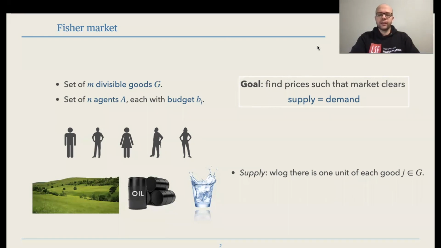And what we want to find in a market is a set of prices for the goods such that the market clears, meaning that the supply is the same as the demand. Here we assume that there is a fixed amount of each good available, and without loss of generality, we can assume that there is one unit of each good j.